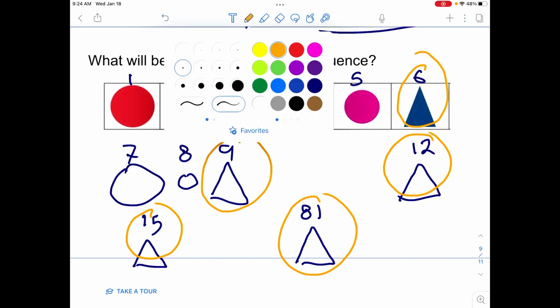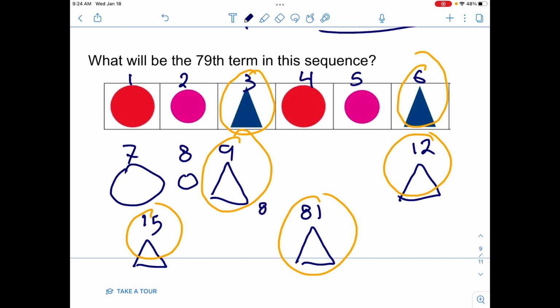I can then just work backwards. 80, 79. So before a triangle is a small circle, so 80 would be a small circle, and before that is a big red circle. So I know that my 79th term will be a big red circle, just by knowing that our pattern repeats every third. Every third shape it repeats. So every multiple of 3 we know will be that last shape, which is a triangle. And then we can just work back a little bit and find our answer.